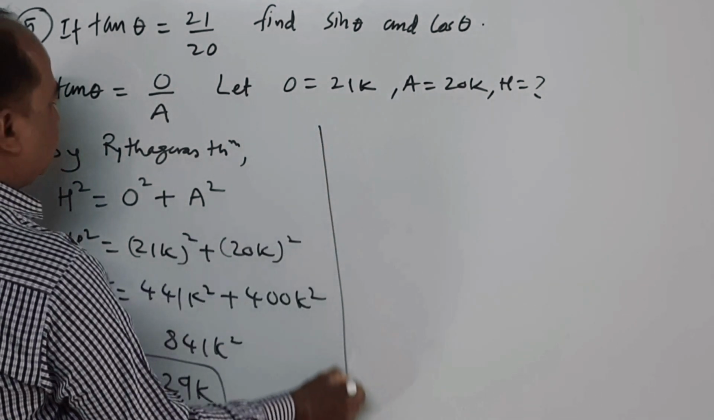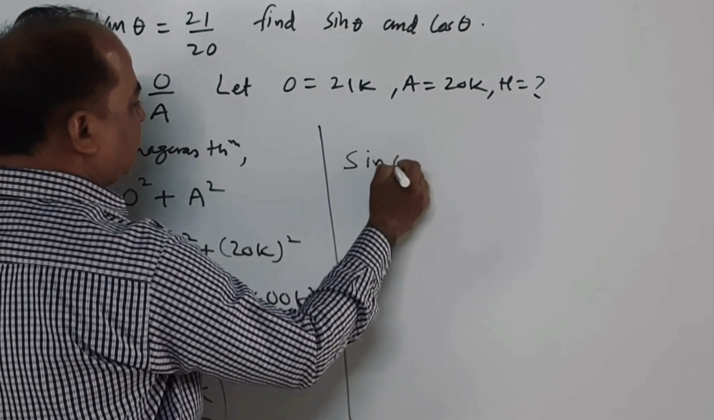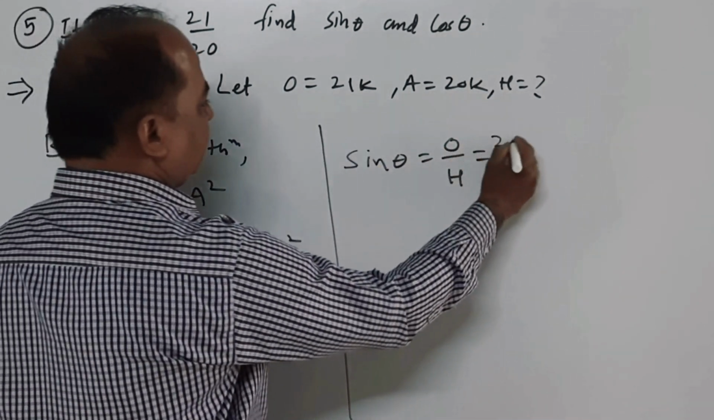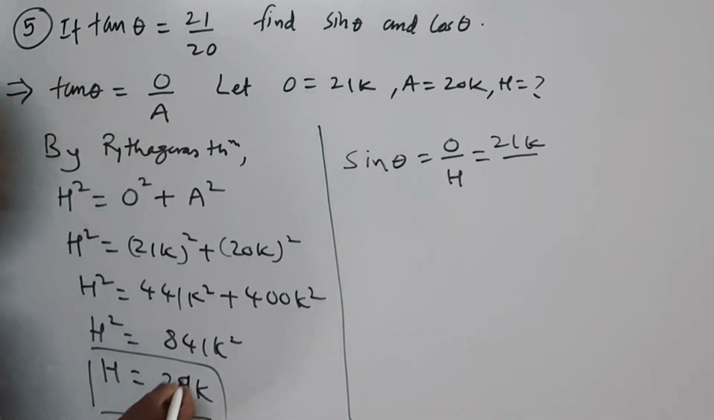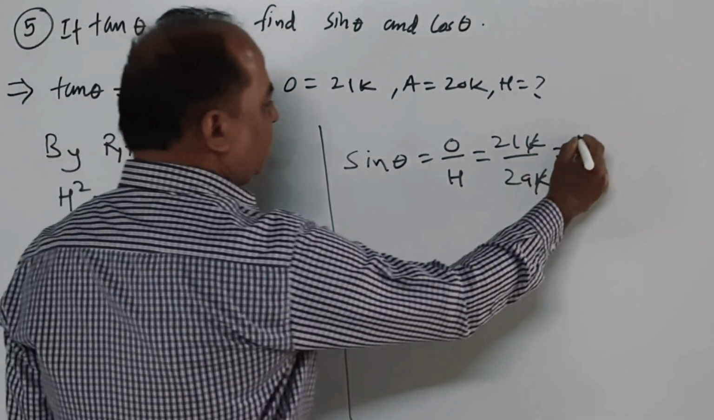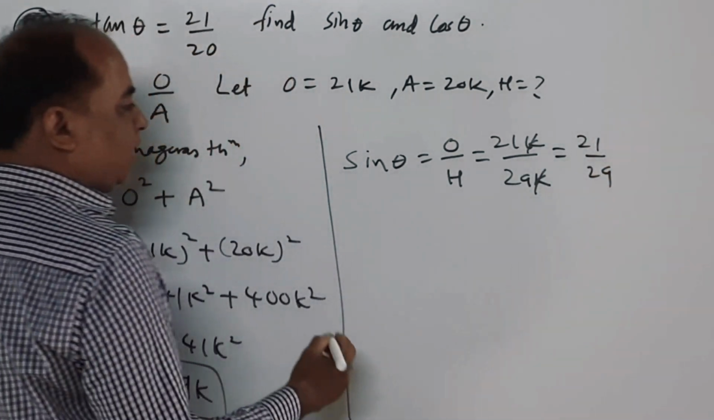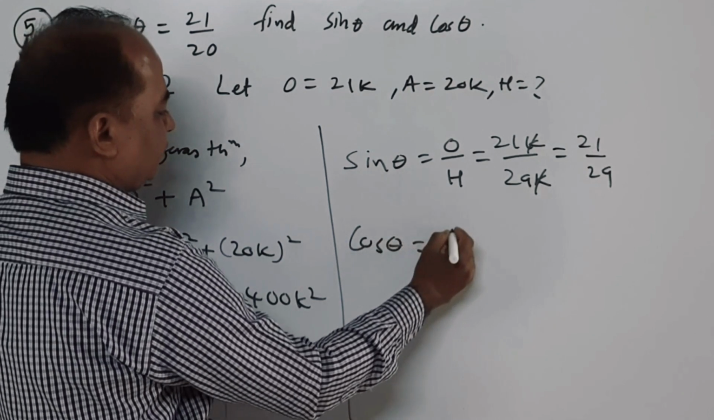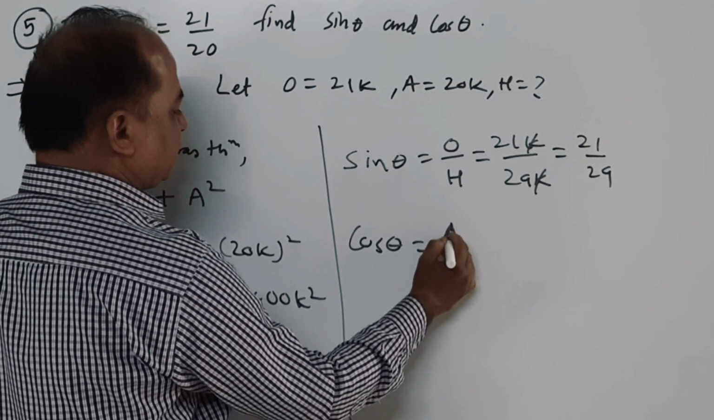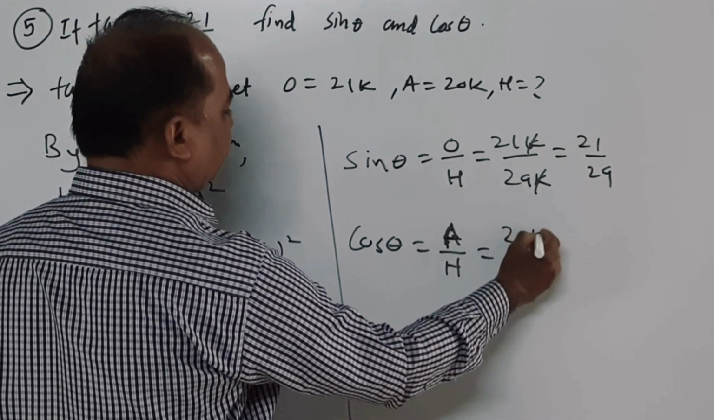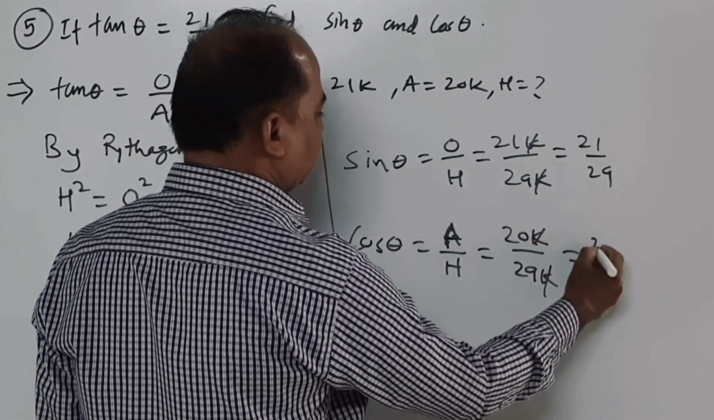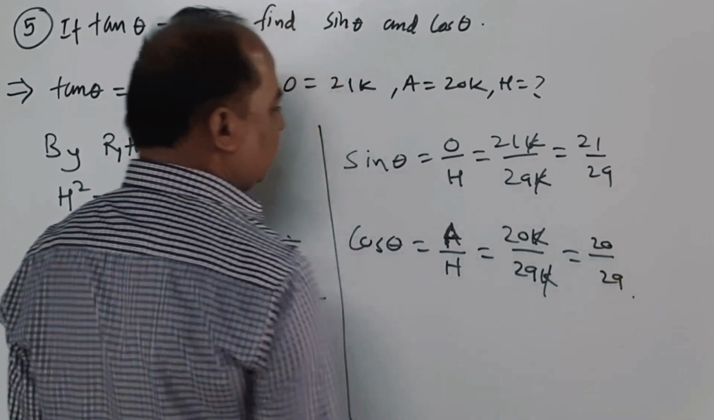Now sin theta is equal to opposite side upon hypotenuse. Opposite side is 21k upon hypotenuse 29k. K will get cancelled from numerator and denominator. So 21 upon 29. Then cos theta is equal to adjacent side upon hypotenuse. Adjacent side is 20k upon hypotenuse 29k, which is equal to, k will get cancelled, 20 upon 29.